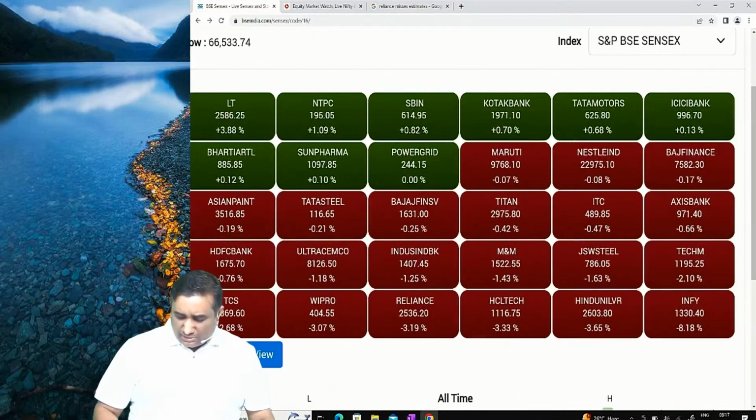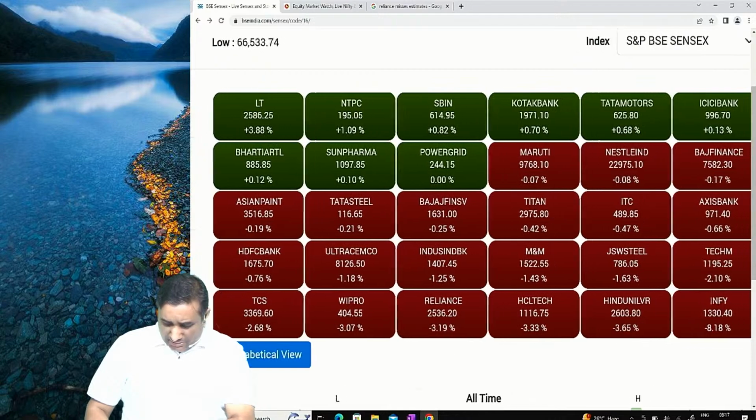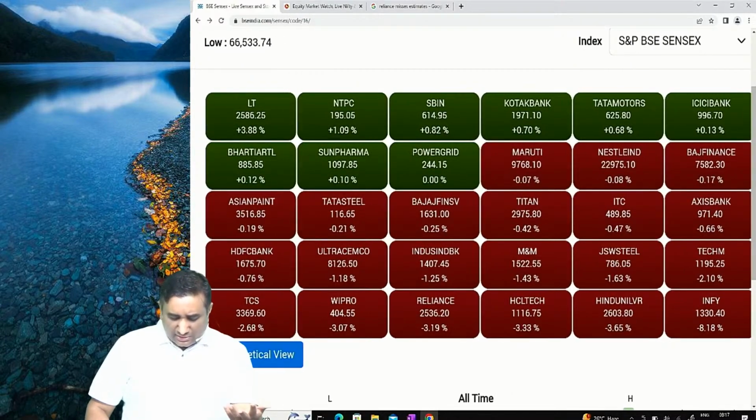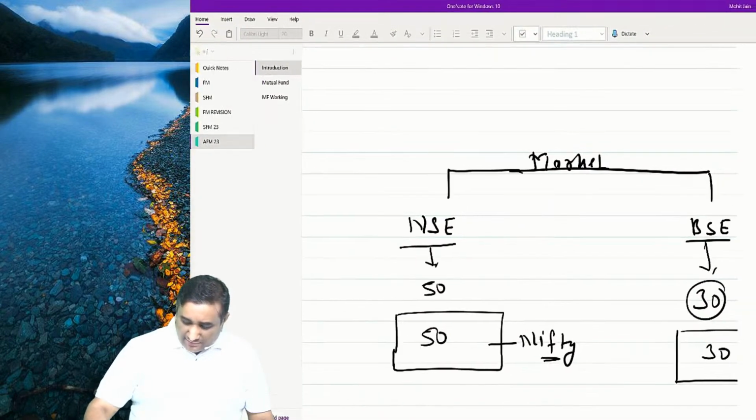I think Vedanta also reported numbers. Vedanta, since it's not part of this, I'm not discussing it. Vedanta also reported numbers. What kind of numbers came, I don't know. Is it fine? So that was our basic purpose of it. I think more or less I've discussed with you.